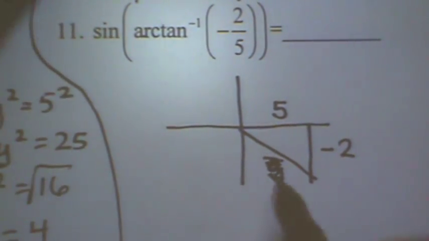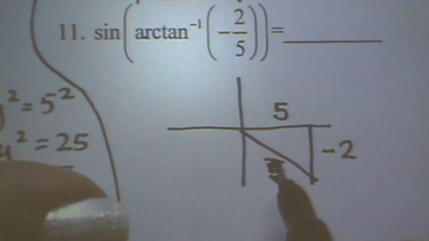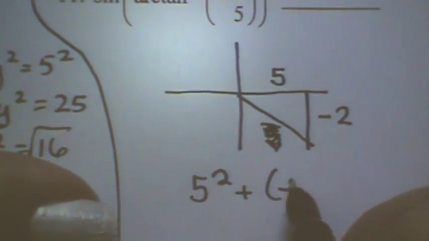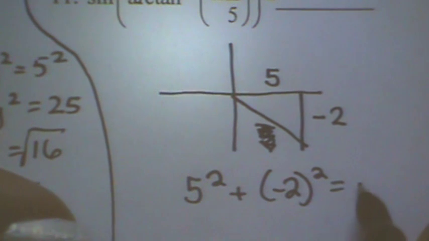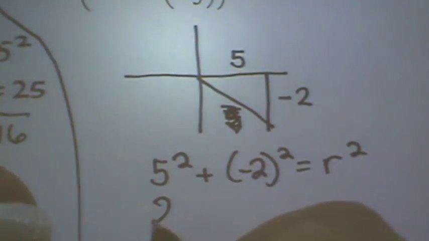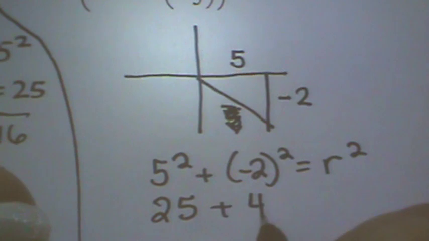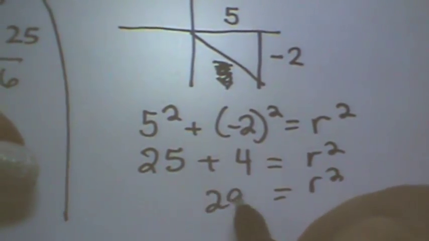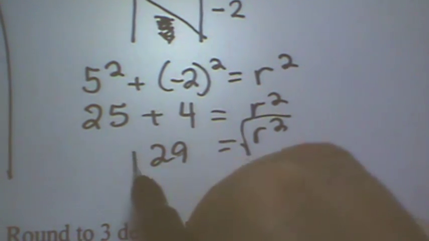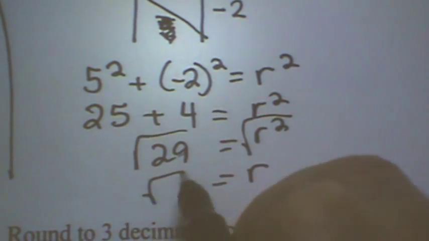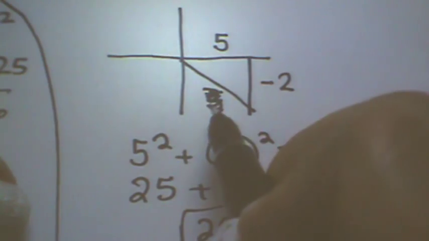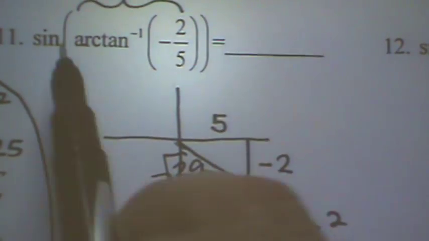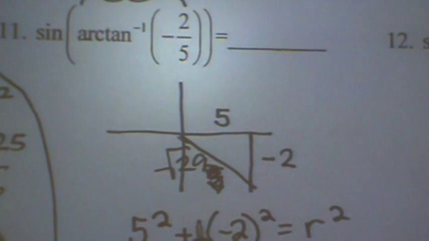All right, so now what are we going to do? Yeah, Pythagorean theorem. We have 5 squared plus -2 squared equals your radius squared. So 25 plus 4 is what? 29. So what is your radius? Yeah, square root of 29. Ignore the negative, right? So this is root 29, this side right here. So can you tell me what the sine is now?